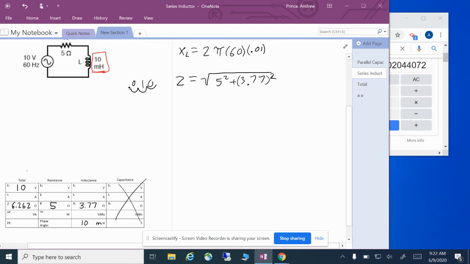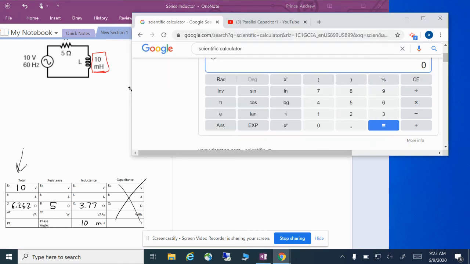So we have now two values in our total category. So with the impedance and the voltage total, I can easily locate what the current's going to be. We're just using simple Ohm's law now. So 10 divided by 6.262, that's going to give me 1.597 amps.